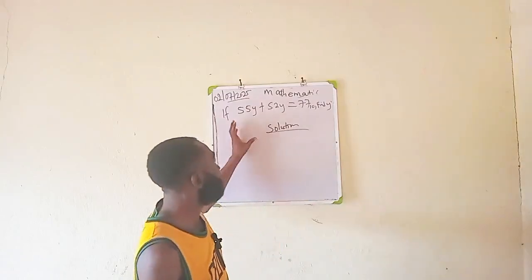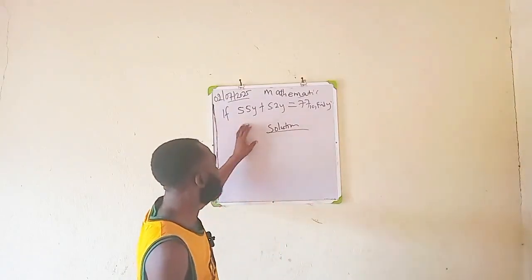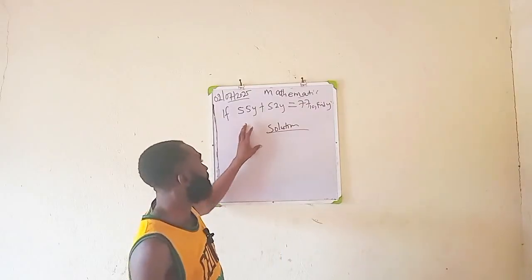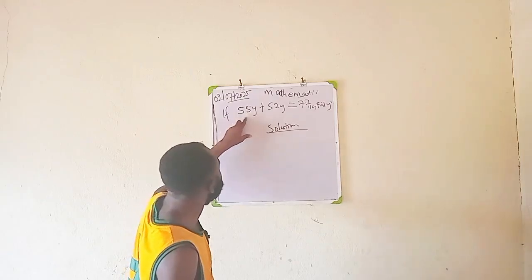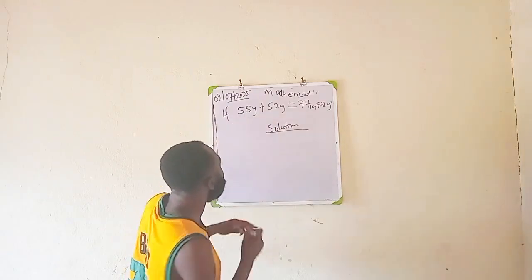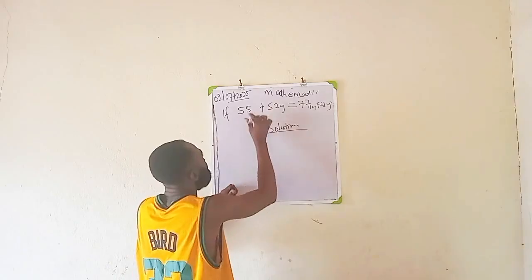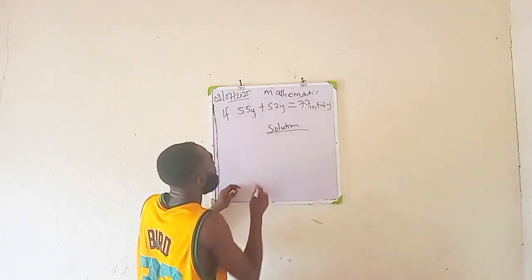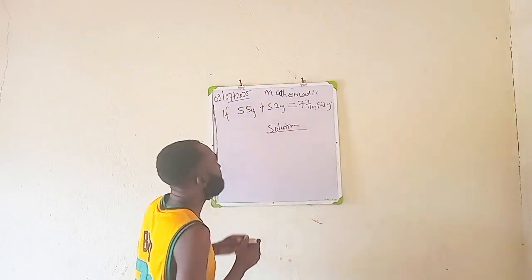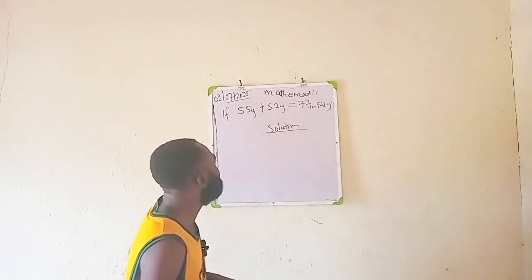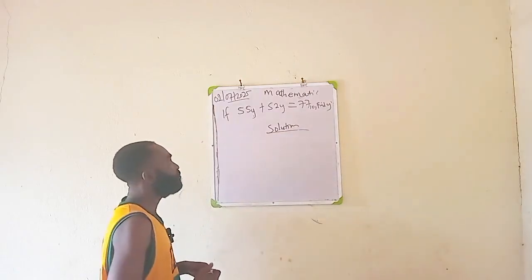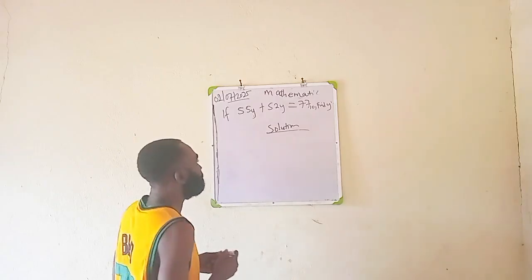So we still have this JAMB question here to solve. This is the second JAMB question concerning conversion of numbers. So we have 55, that is 5 everything, the base is y. 55 base y plus 52 base y is equal to 77 base 10. Find y. The question says you should find y. So let's look for the y.